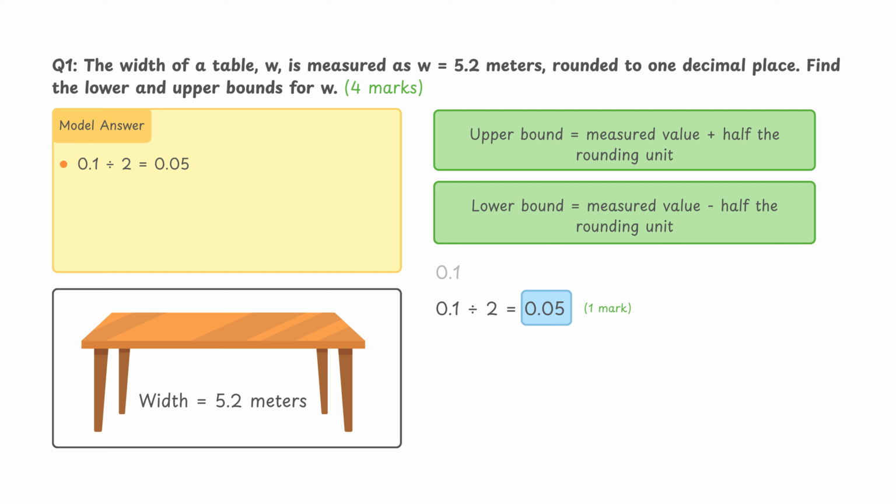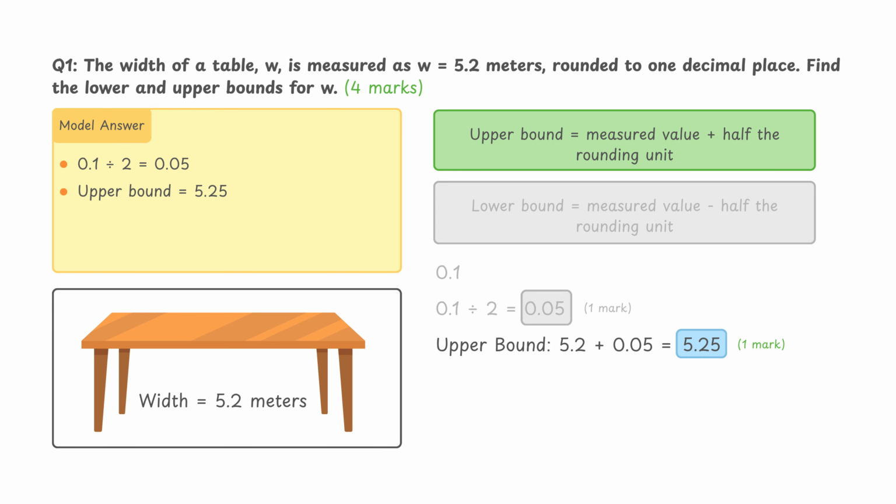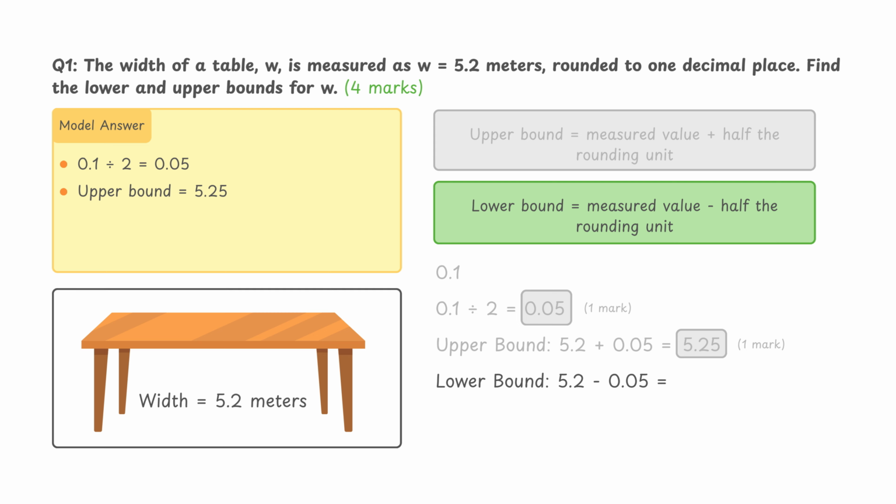Now we are ready to find the upper bound. The upper bound is the measured value plus half of the rounding unit, so we calculate 5.2 plus 0.05. This gives 5.25. This earns 1 mark. Next, we find the lower bound. The lower bound is the measured value minus half of the rounding unit, so we calculate 5.2 minus 0.05. This gives 5.15. This earns 1 mark.